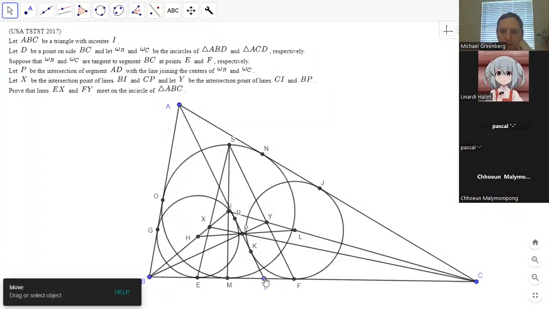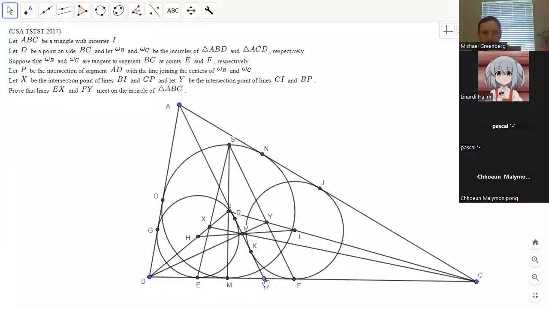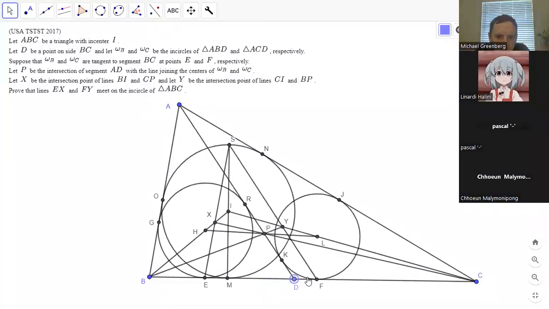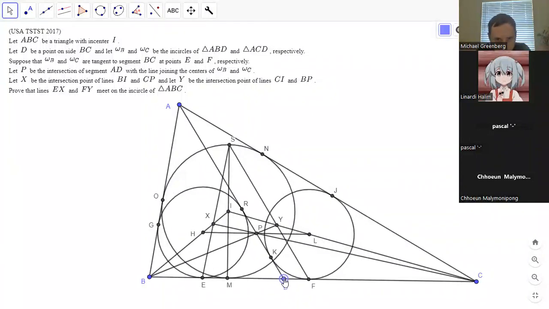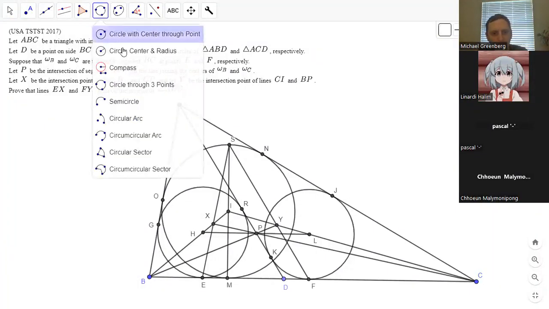No, yeah, because if XY was parallel, D would be the midpoint of BC by Ceva's theorem. But yeah, maybe we could work backwards. Like maybe we could let S be the topmost point, and we could pick a point F on BC. We let them meet at Y. Yeah, actually, I don't know if it's that easy. Does PH equal PL? Maybe we have a parallelogram.